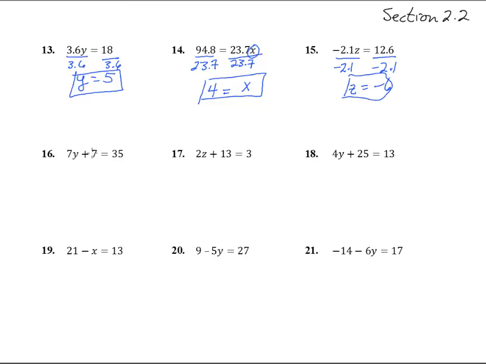Number 16. Two steps here. We've got to subtract 7 first. We get 7y equals 28, and then divide both sides by 7. Divide by 7, and we get y equals 4.